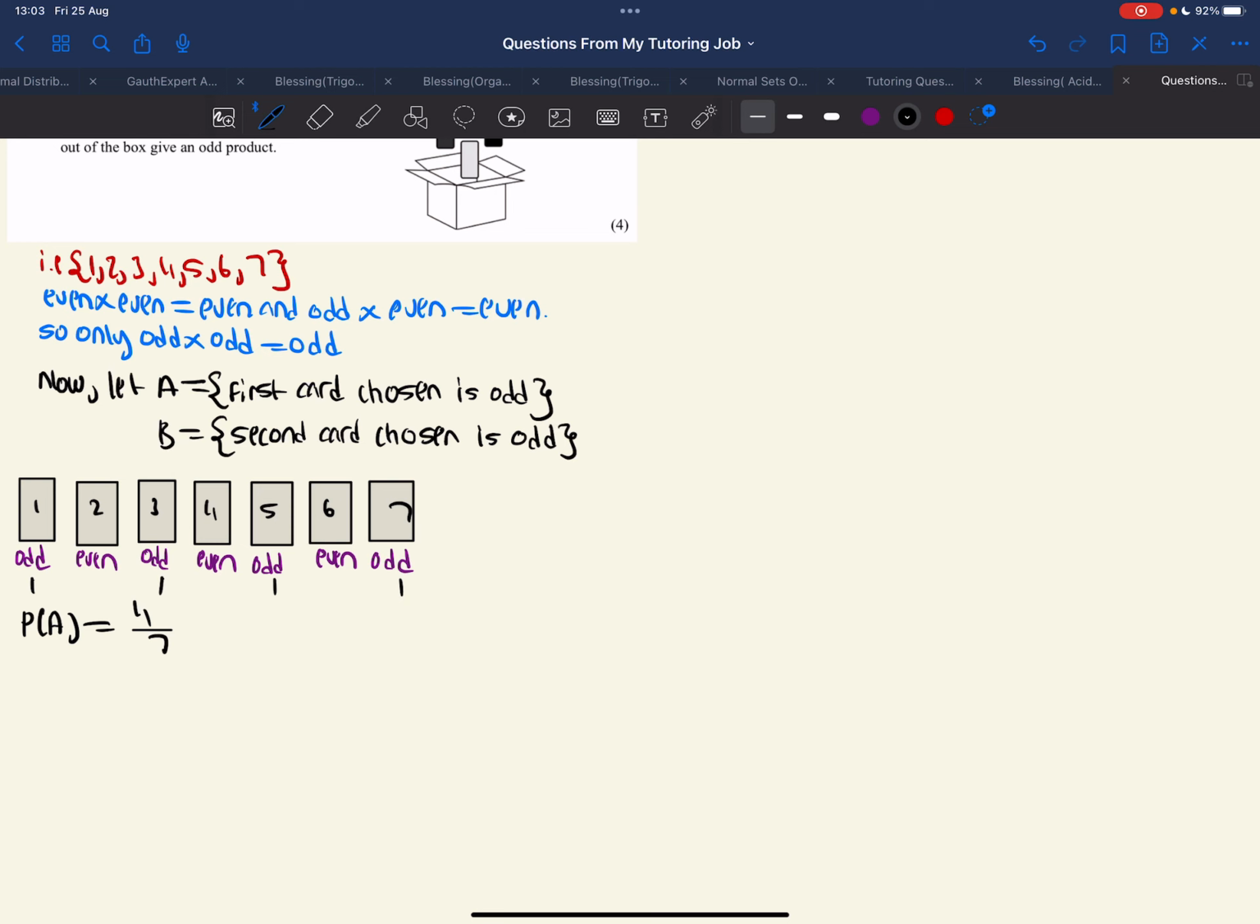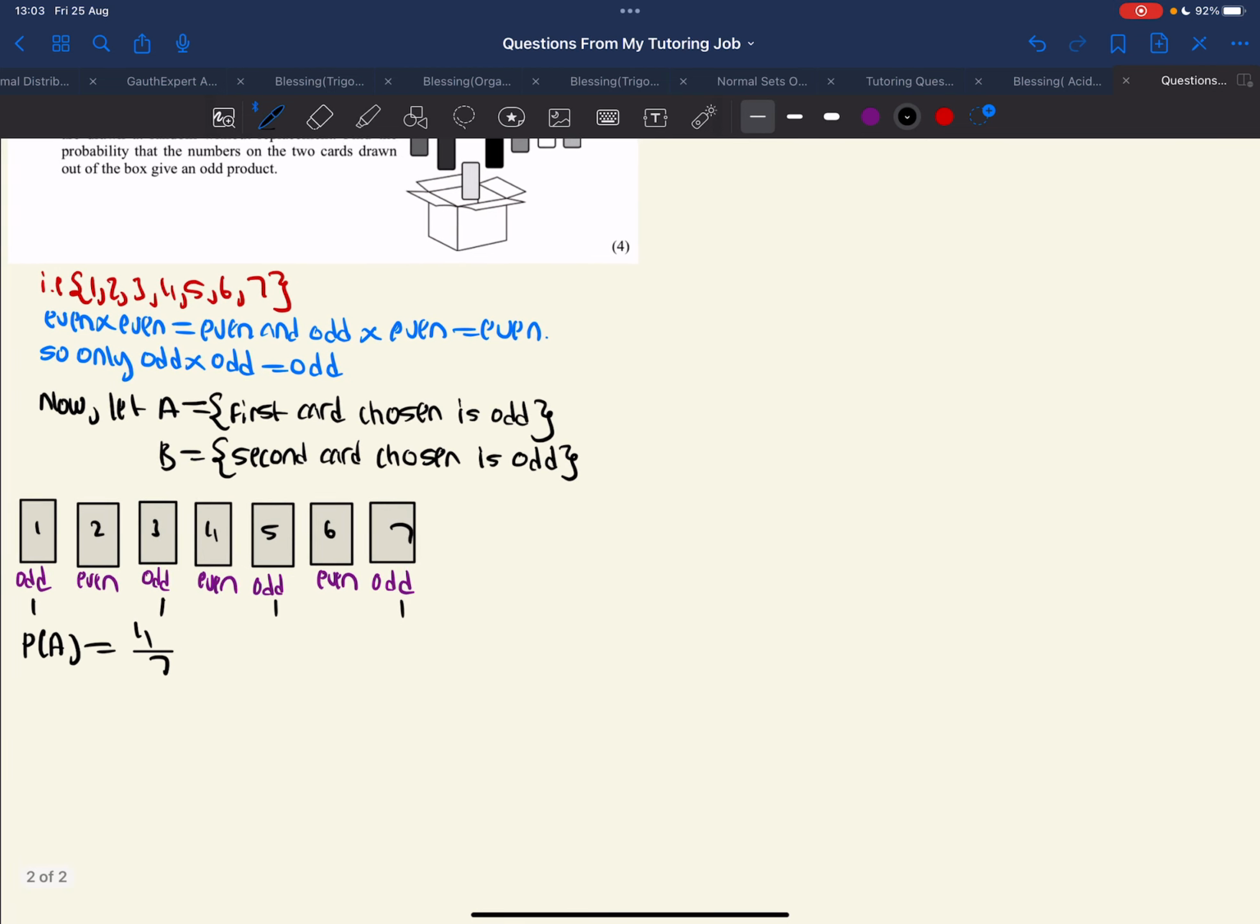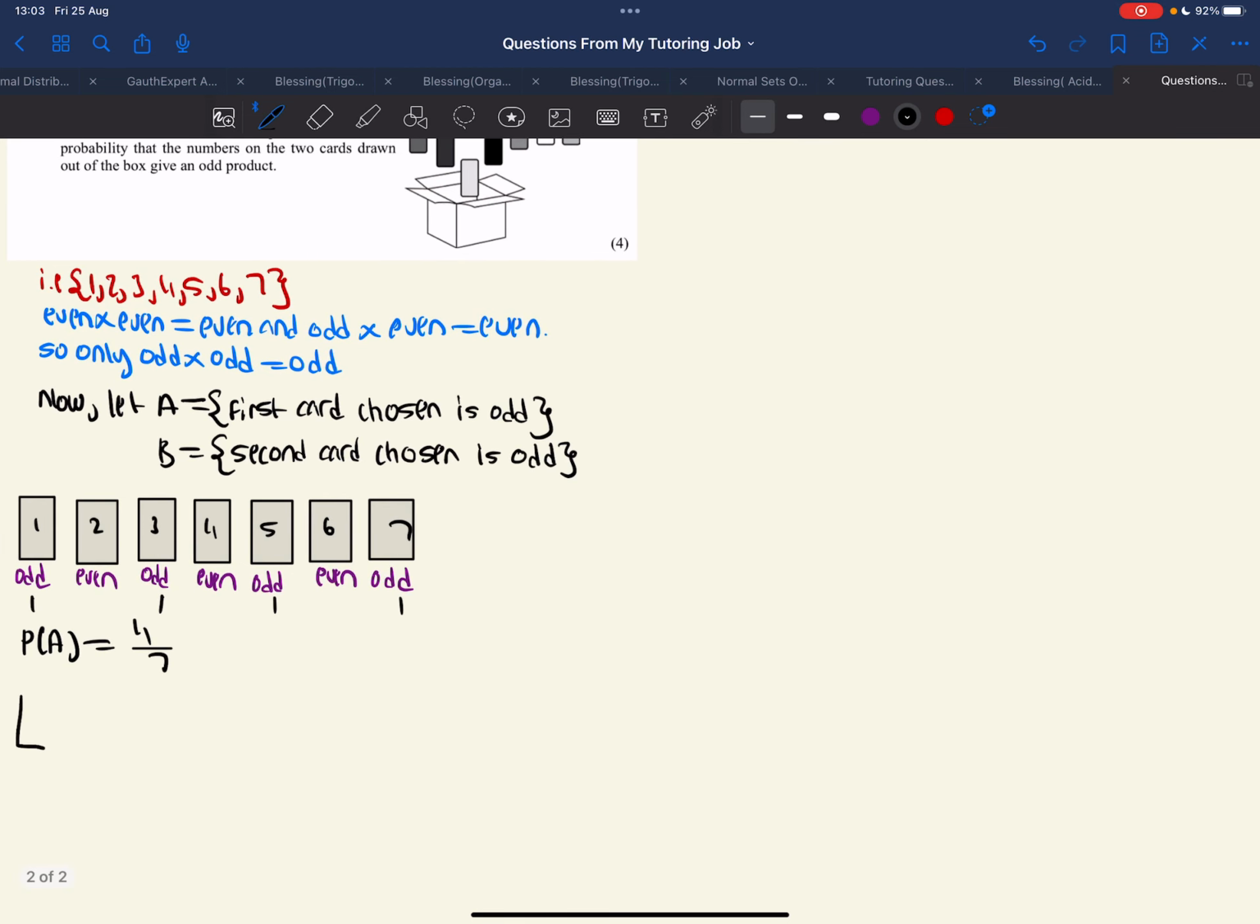Now if I draw the illustration for the 6 cards, it will now be 1, 2, 3, 4, 5, 6, right? So it's 1, 2, 3, 4, 5, 6.